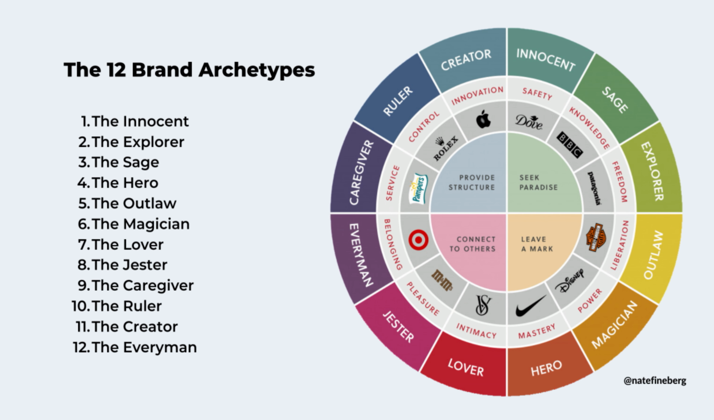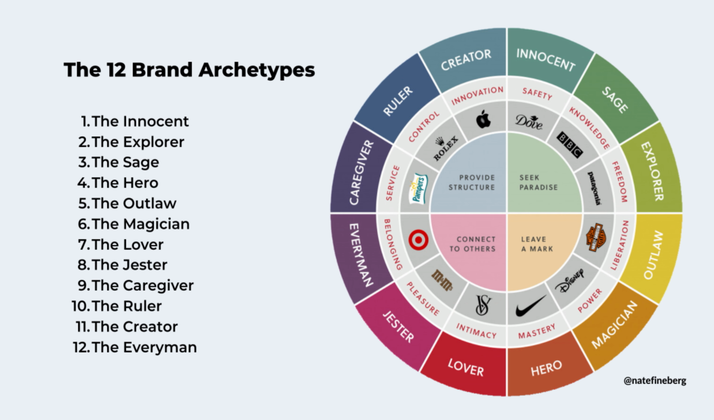So, these are types of archetypes. We have the innocent: simplicity, optimism, like Coca-Cola. Then there's the sage, who seeks truth, knowledge, wisdom, acting as a mentor, like Google and BBC. Then the explorer, and you can see the rebel and the rest.